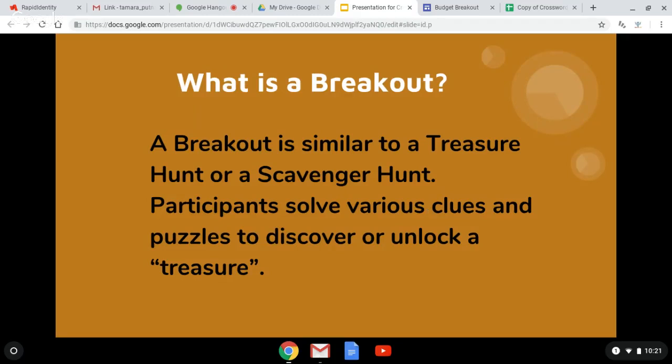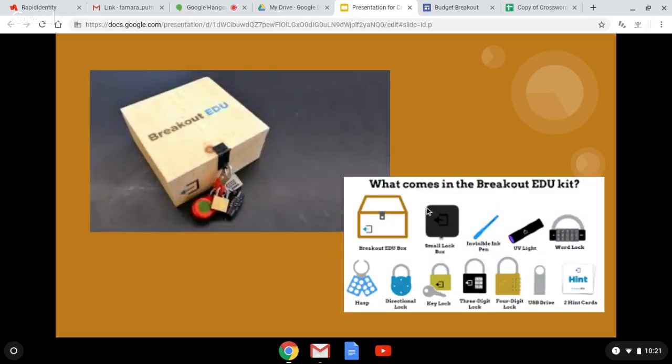So I get asked a lot, what is a breakout? A breakout is similar to a treasure hunt or a scavenger hunt. Participants solve various clues and puzzles to discover or unlock a treasure. So why do we call it a breakout?